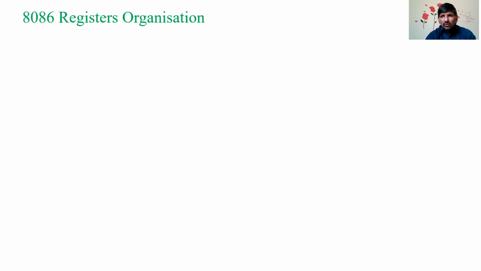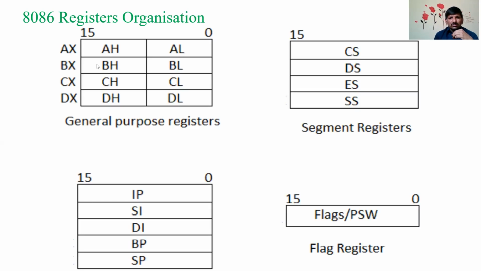8086 contains 14 16-bit registers. So AX, BX, CX, DX. These are the general purpose registers. Its width is 16-bit, meaning 0 to 15 bits. So 0 to 7 bits indicate the lower 8 bits, and 8 to 15 indicate the higher 8-bit data. So totally 16-bit data. So this is a 16-bit register. The AX register stores the result of the operations in general.